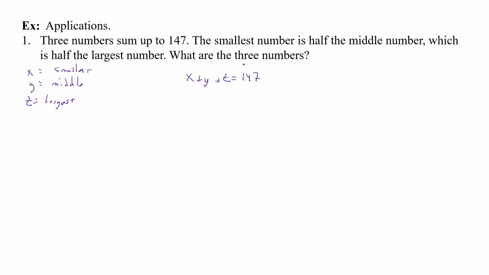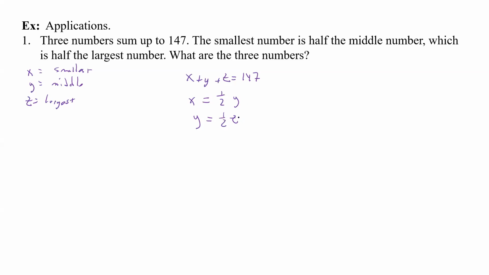Now what does it say? Well, now it says the smallest number, x, is equal to half the middle number, 1/2 of y. Okay. Now, what does that say? It says now that is half the largest number. There are several ways we can interpret this one, but I think the best one maybe is y is going to be 1/2 of z.